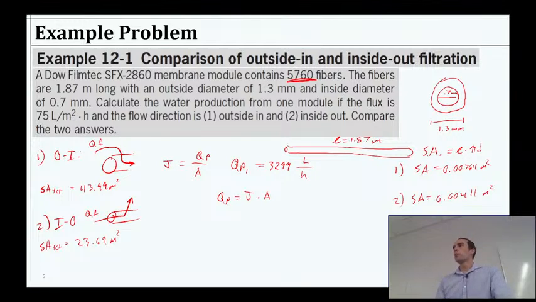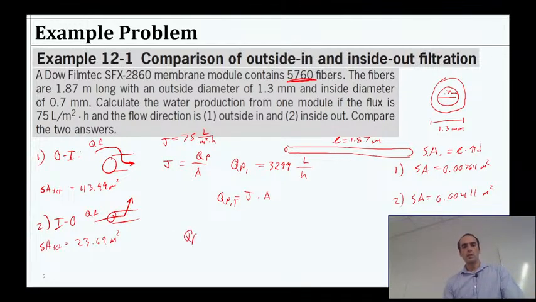So just about 3,300 liters per hour for the first case. You can do the same thing in the second part. Of course, J, by the way, is 75 liters per square meter per hour. And if you're following the units, you see the meter squared cancel very nicely, and we can just keep those units. So we'll call this QP1.